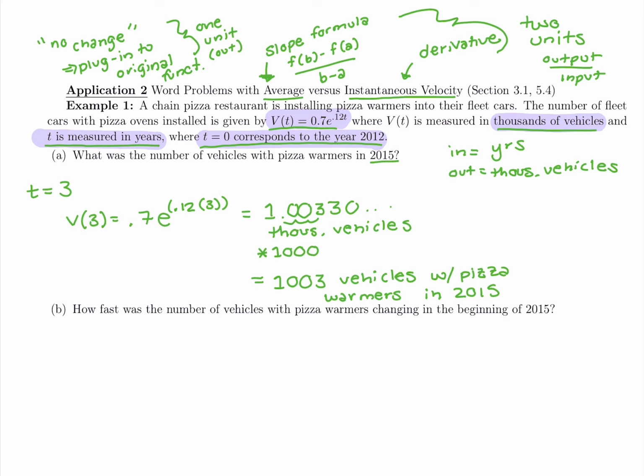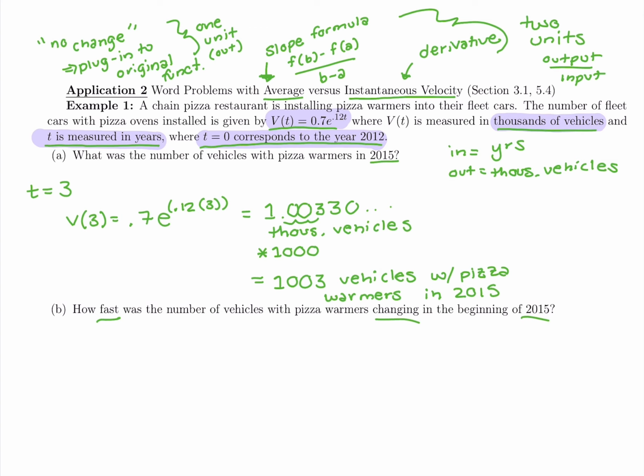The next part, again, I'm deciding, do I plug into the original again because it doesn't ask about change? If it says average change between 2 years, I'm going to use the slope formula. And if it asks for change in a specific year, just one instant, I'm going to take the derivative and plug into that. So it says how fast was the number of vehicles, so first of all, how fast indicates some change to me. The number of vehicles with pizza warmers changing in the beginning of 2015. So definitely change, not going to plug into the original.